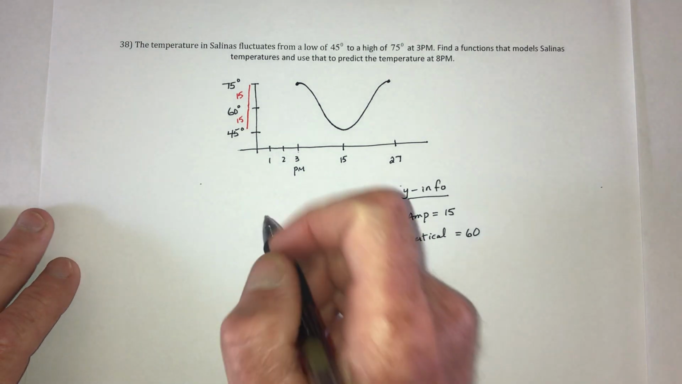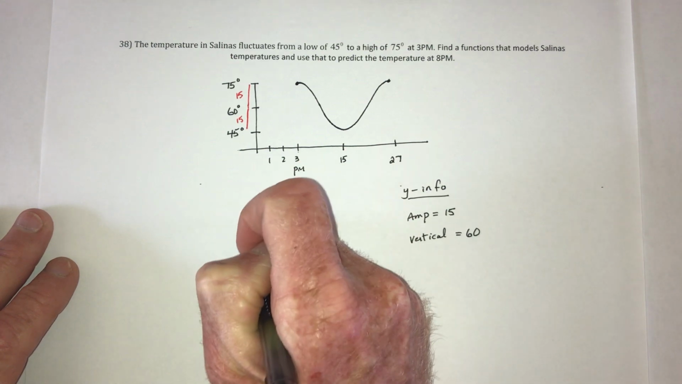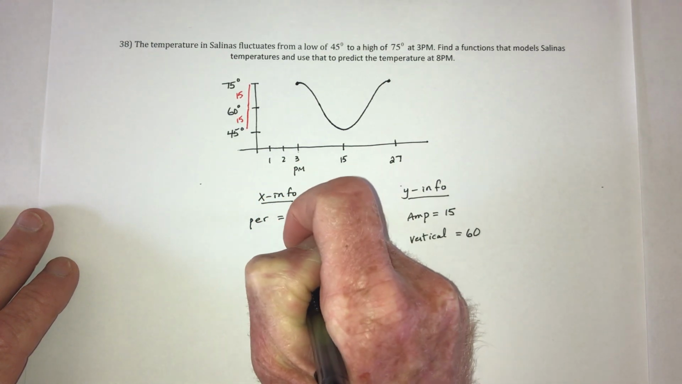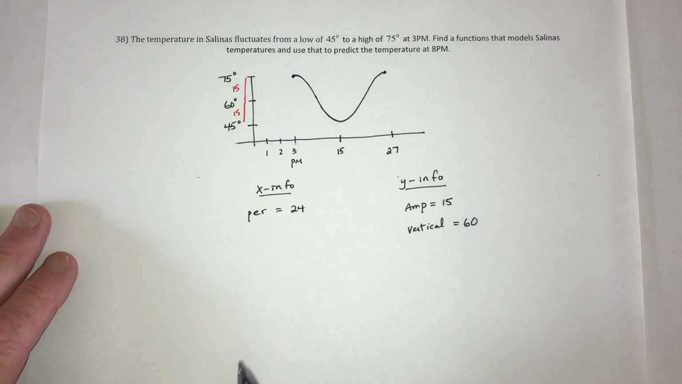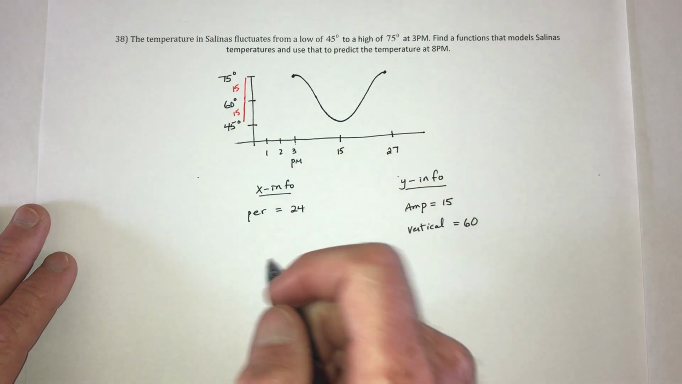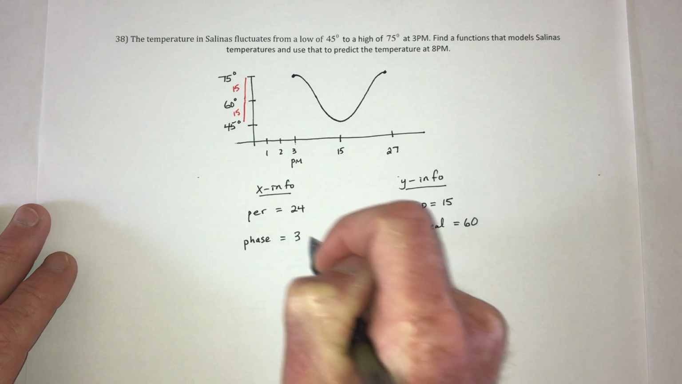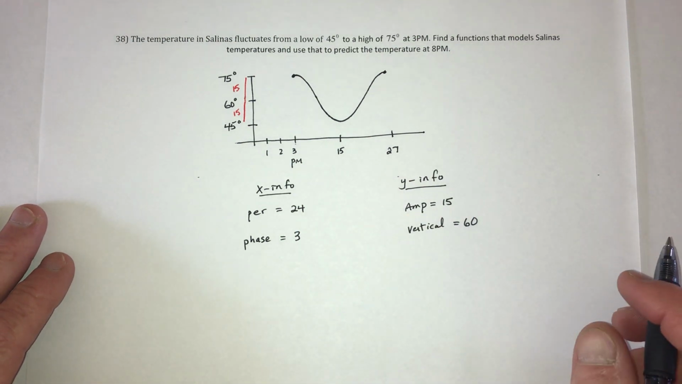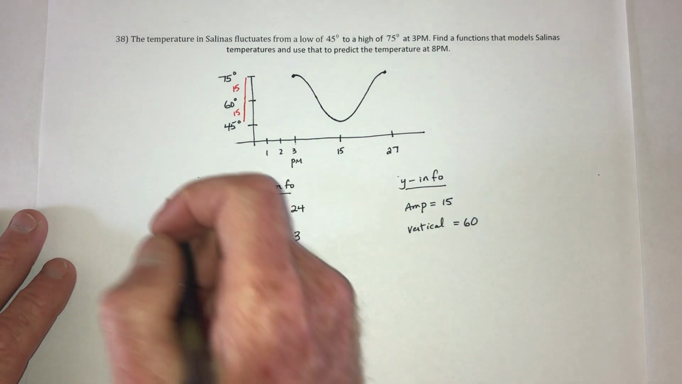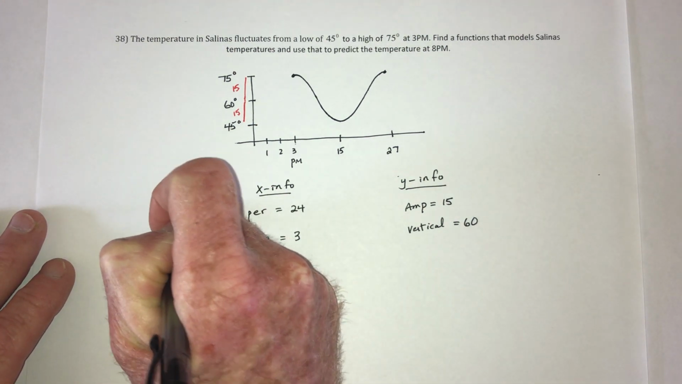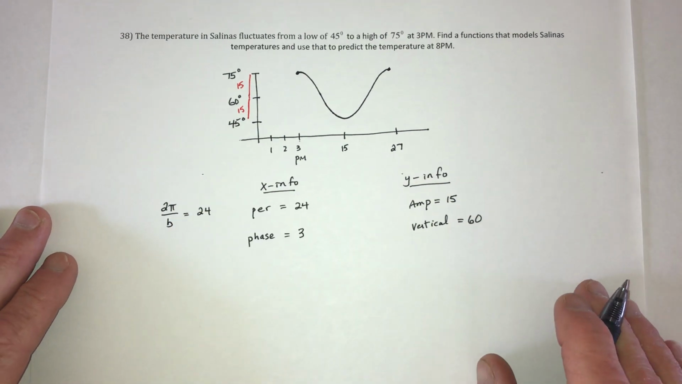Got it. Now what about the X information? One is that we're talking about a 24-hour period, so the period equals 24. And it got shifted to the right by 3, so that's called the phase shift. And you could either say 3 to the right, or you could just write a positive number 3. Now the next thing we need to do is take this 24 and use the formula 2 pi divided by b is how you figure out the period. So that's where the 24 comes in.